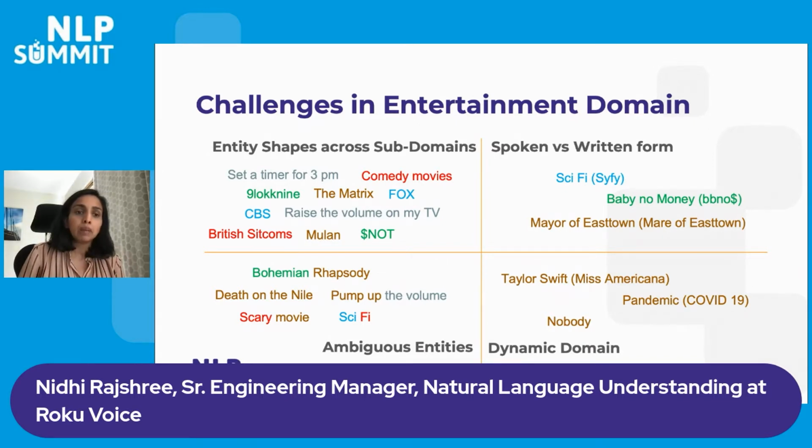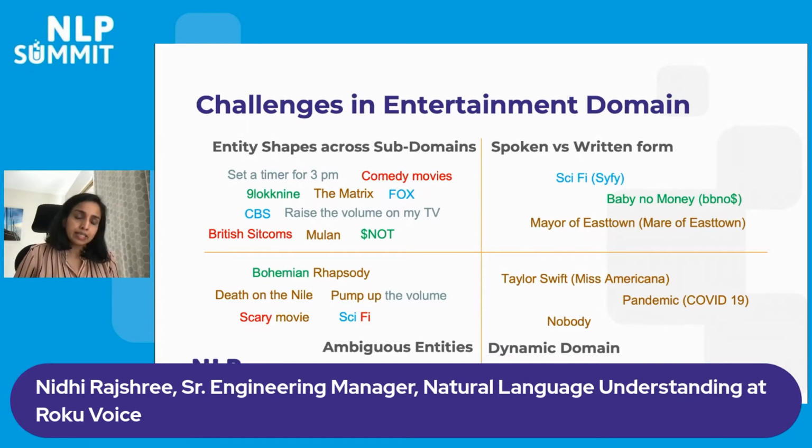domain. So, for example, music has these really creative and funky names like Clock9 and Snot that are spelled differently, they look different. And then there are channels which have acronyms or they're really short, for example, CBS and Fox. And then you have these system commands which are more contextual in nature, like set a timer for 3 p.m., raise the volume on my television, and so on and so forth. And then you obviously have things like genres, which are more open class, and then you have movies.